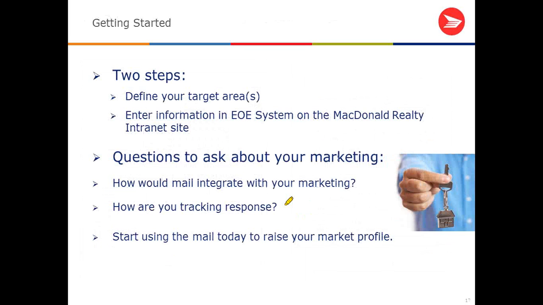Right. And finally, just to recap to get you started here. First of all, define your target area. Use a tool like Precision Targeter or some of the online maps if you're familiar with them. And make sure that you use the EOE, or the Express Order Entry System, on the Macdonald Realty intranet website in order to take advantage of the negotiated postage rates for Macdonald Realty.